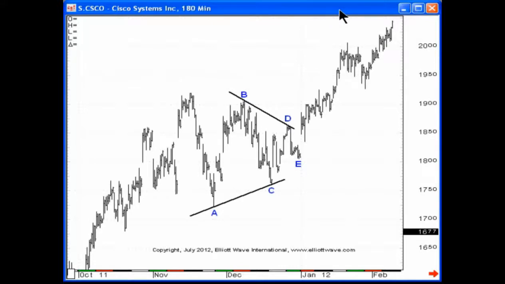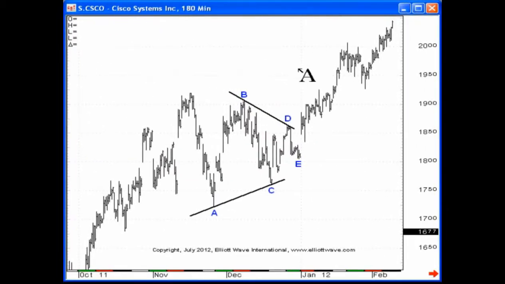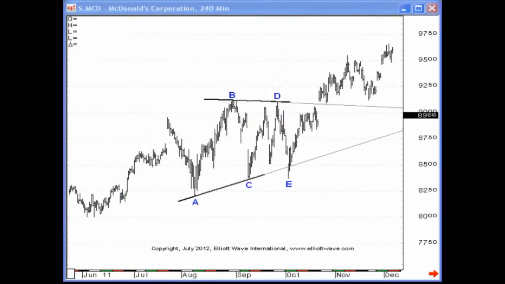The next pattern we're going to look at is a triangle that I've shown before in McDonald's, and this is an A, B, C, D, E. Notice the converging trend lines, but also in this instance, notice that wave B ends beyond the origin of wave A. This is referred to as a running triangle when that happens, and it's a variation of the contracting triangle. Whenever the extreme of wave B ends beyond the origin of wave A, it's simply referred to as a running triangle.